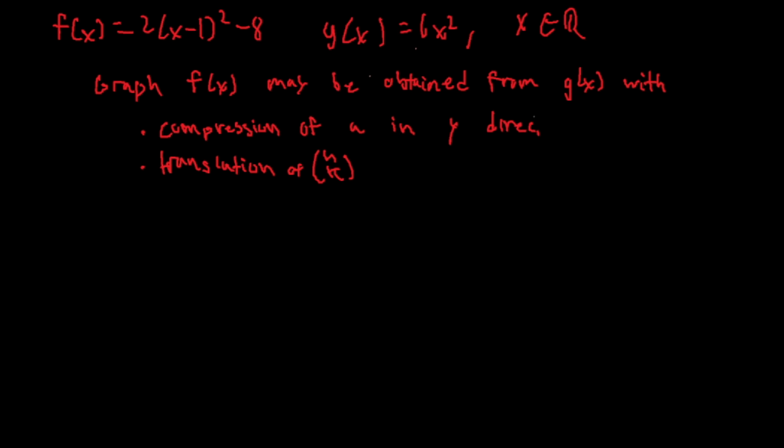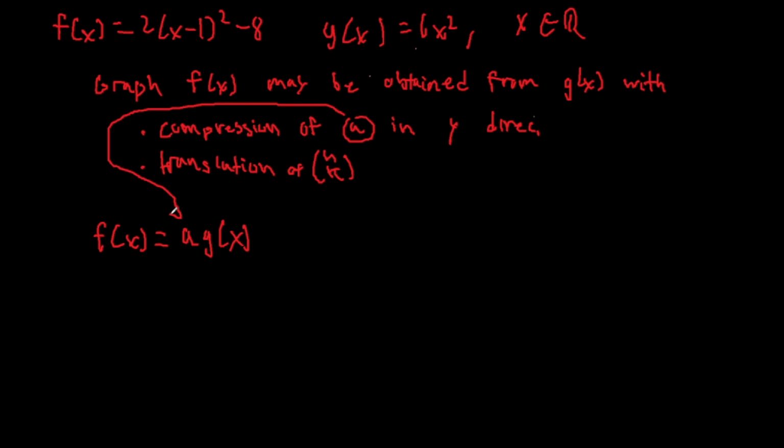So how you do this is, I would start by writing out the transformations. For the first one, a compression of a in the y direction, what this is saying is that f of x will be equal to, if we're just going to disregard the translation, we take this a, and I'm going to have a times g of x. Well, g of x is 6 times x squared, but we don't need to worry about that right now. So we get the a, and we just multiply it by the g of x equation.